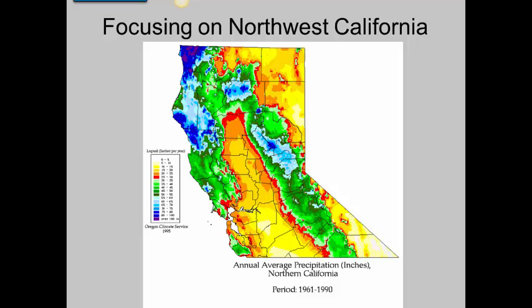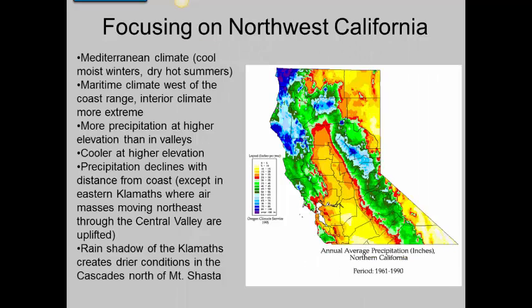Now we're going to hone in on Northern California, Northwest California, and I just wanted to show this map to illustrate that nearly all of the categories of precipitation that are depicted on this map can be found in Siskiyou County. So we have a huge range of climates in a small area in Siskiyou County, and that has a huge influence on our local plant communities.